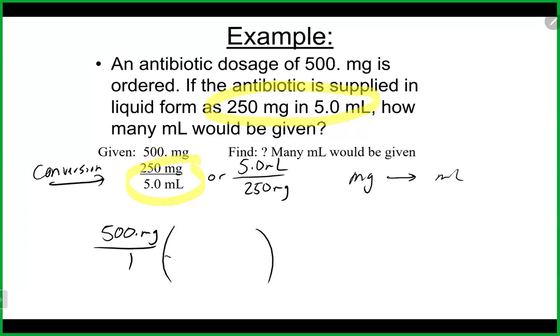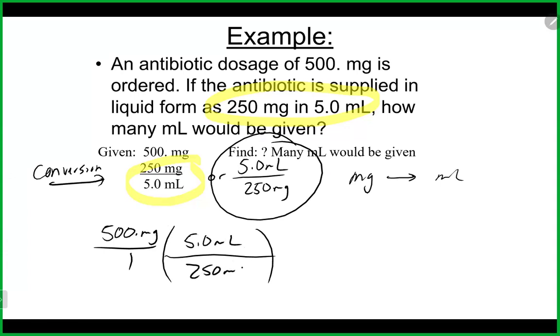Once again, it makes it super easy to determine what conversion factor I want to use. Opposites cancel. So 500 milligrams on top, milligrams on the bottom is going to work there. So we actually do need to flip it around and use it in this fashion. We again are going to multiply the top, divide the bottom. By doing so, the milligrams are going to cancel. That will leave us only milliliters left.